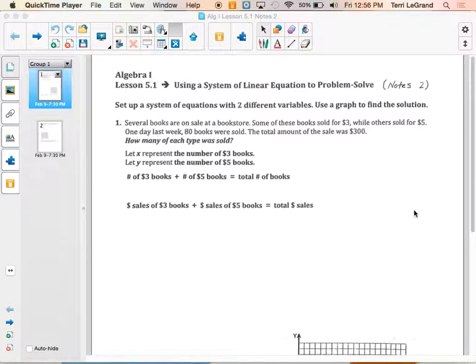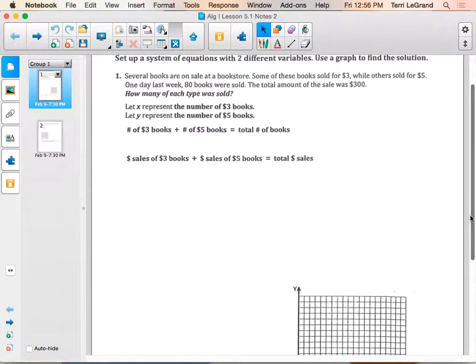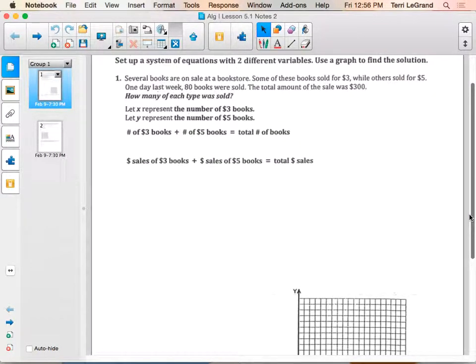So let's just take a look at this first one on the front side here where it says, set up a system of equations with two different variables. We'll use x and y because of the graphing. Use a graph to find the solution. So we have the situation.